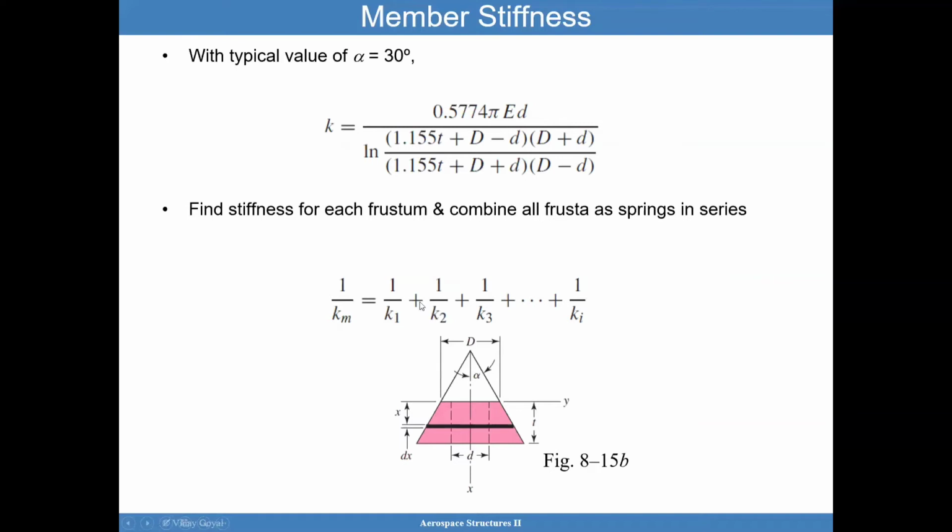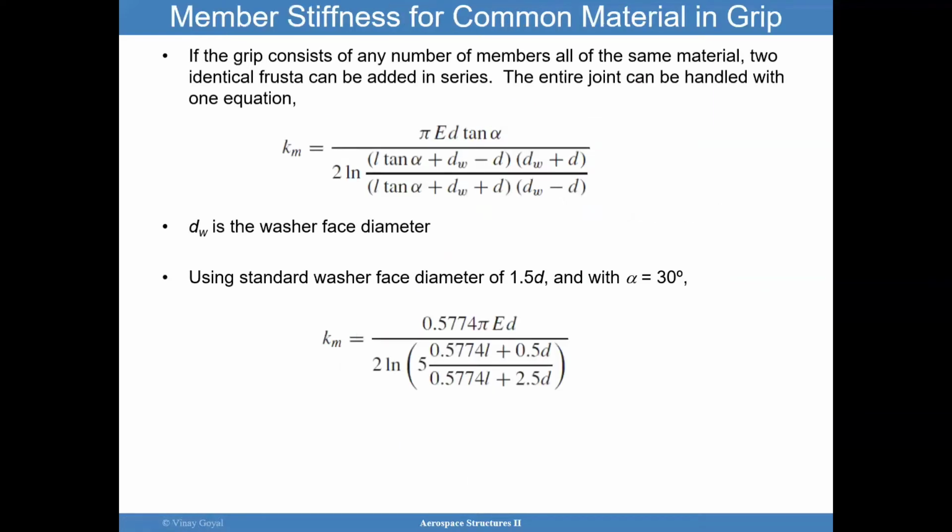If you have multiple frustra, you will have to combine them as springs in series and then calculate a total stiffness for that joint. Recall that I just told you the large D is about 1.5d, so that's what you'll plug in there. And in essence, you will then do the calculation very quickly.